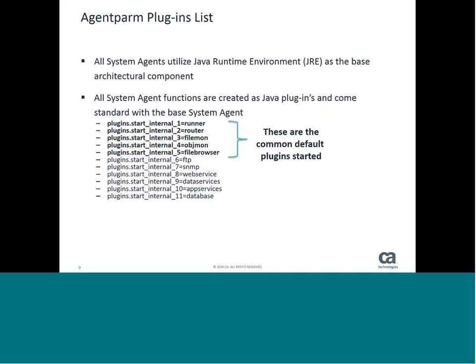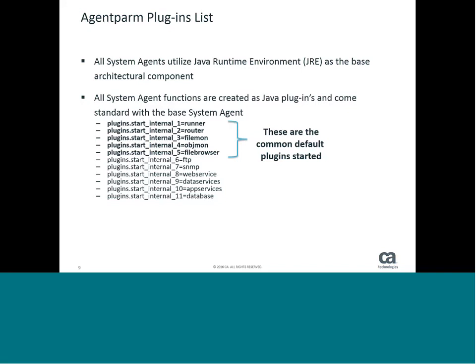Now, when the agent starts up, within the agent PARM file there is a list of plugins. The base plugins are what you see in the brackets, so you have the runner down through the file browser. This particular agent that I took this information from has a number of other plugins deployed on it. So you'll see that the native FTP functions are also enabled, as are the SNMP functions, all the way down through the database plugin.